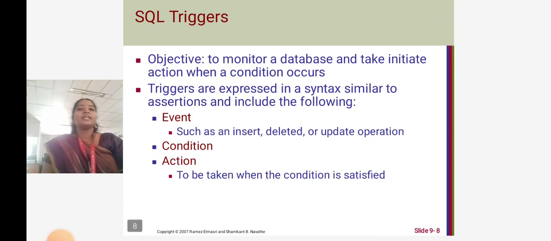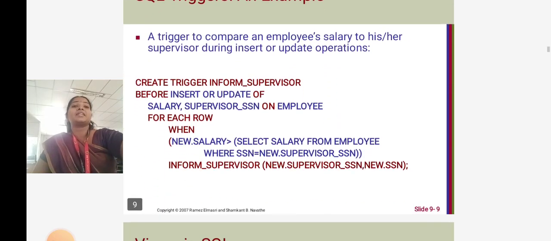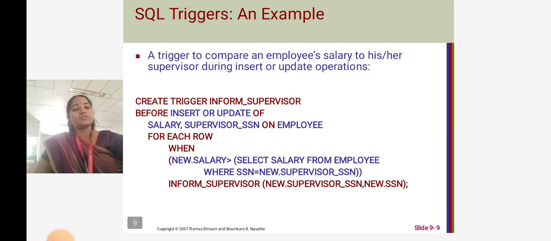Here comes the SQL trigger. The objective of a trigger is to monitor a database and take action when a condition occurs. Triggers are expressed in a syntax similar to assertions and include the following: event, condition and action. The event is an insert, delete or update operation. The condition may be greater than, equal to or less than, or whether a value is empty or null. The action is taken only if the condition is satisfied, or else it will loop again.